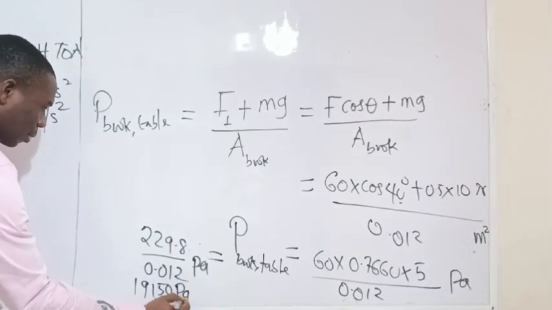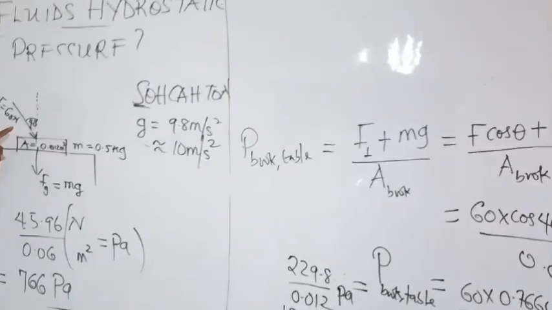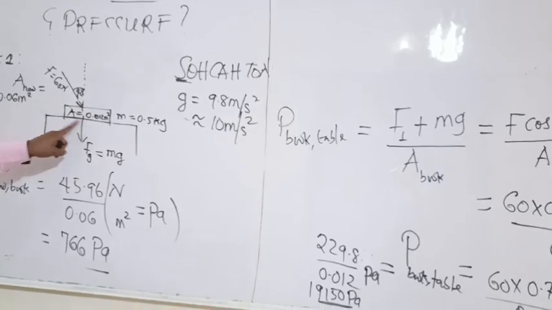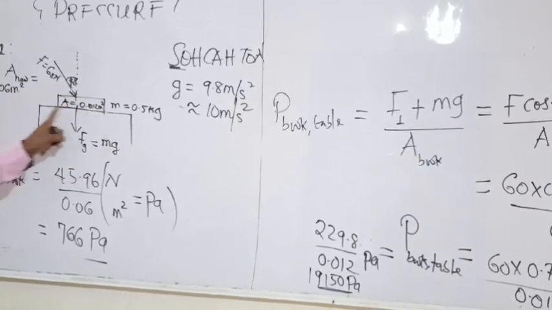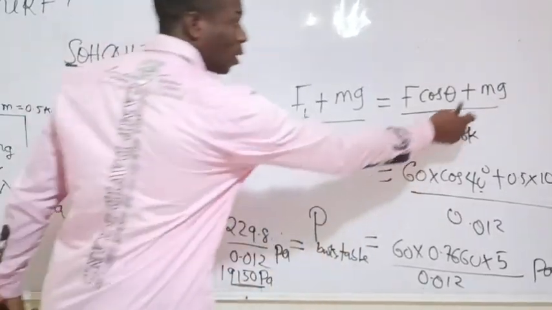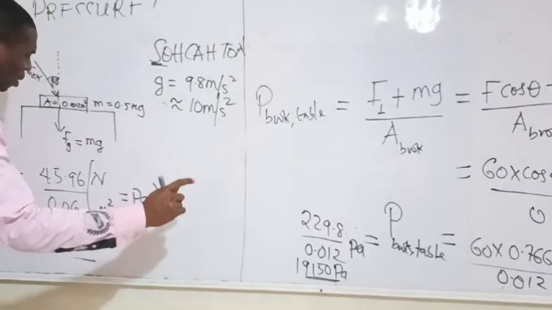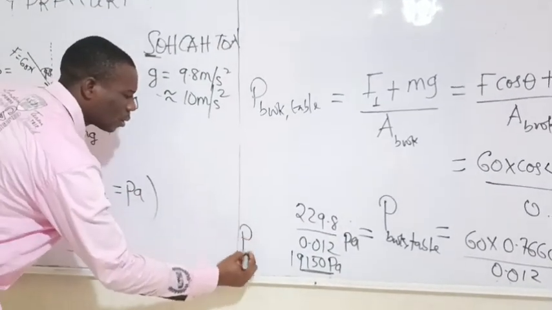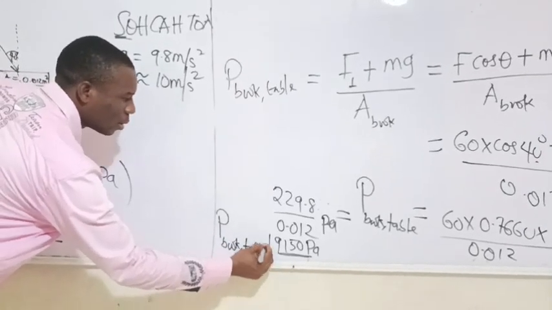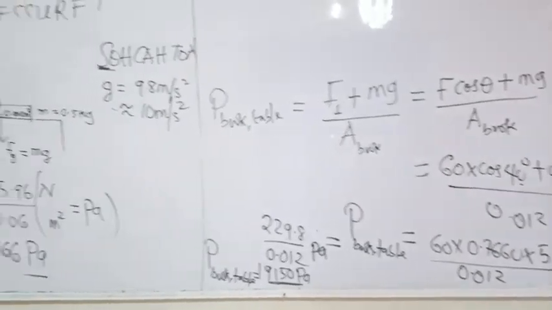19150 Pascal. So if you compare the areas, it's still the same force. The area of my hand is this, while the area of the book that makes contact with the table is this. However, I also factor in the force of gravity exerted on the book. So this is the pressure that the book exerts on the table. So let's move on.